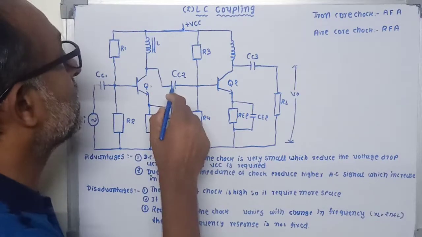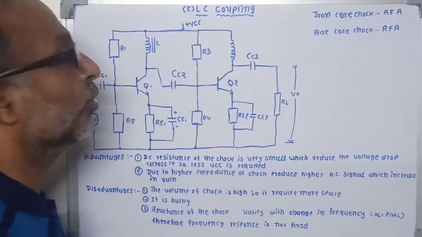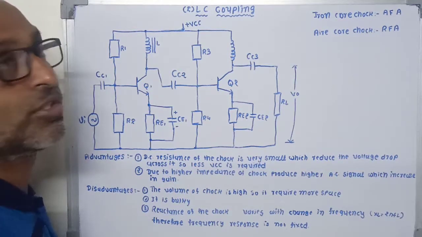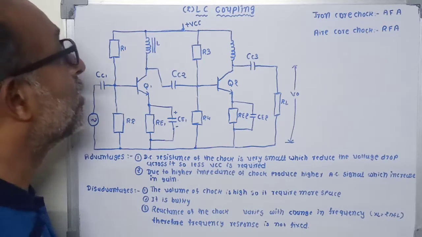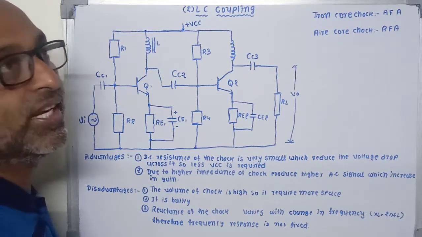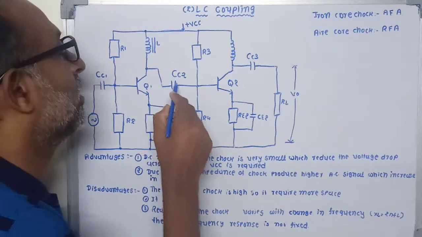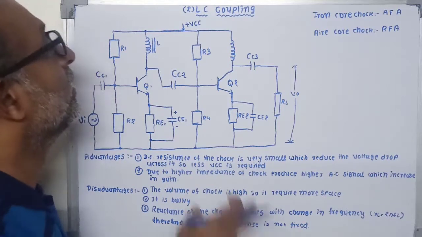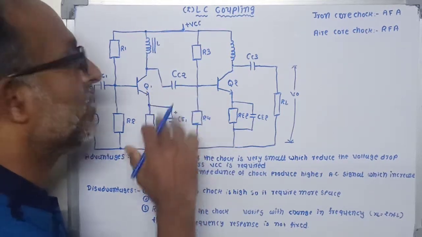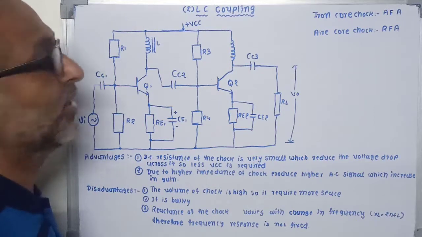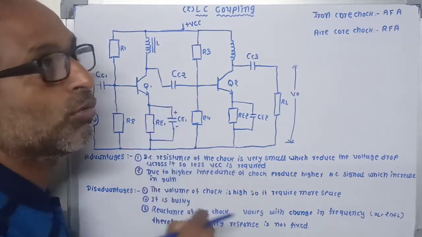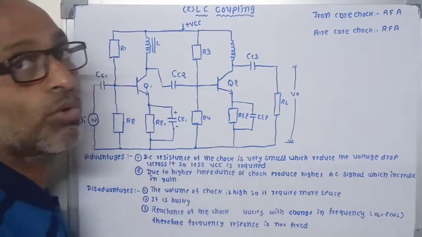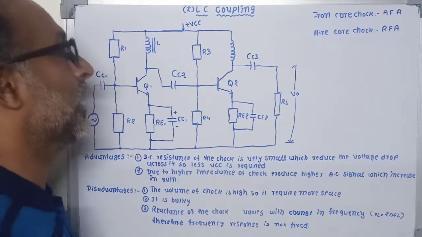Here the coupling capacitor CC2 blocks the DC bias because it offers very high impedance to the DC signals, and very low impedance to the AC signal. So this coupling capacitor blocks the DC supply, that means the DC signal. That's why the biasing of both amplifiers is independent of each other, and this capacitor allows the AC signal to pass through it. That's why this coupling capacitor is also called blocking capacitor or coupling capacitor.